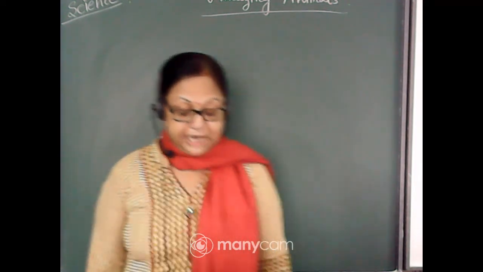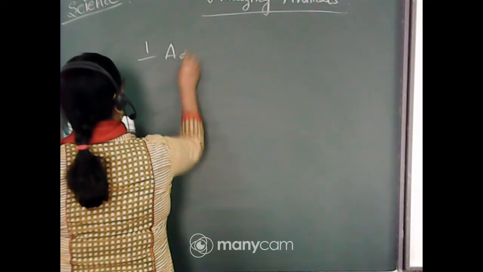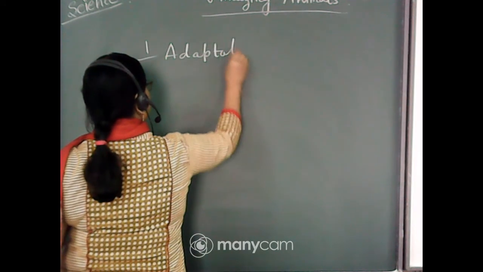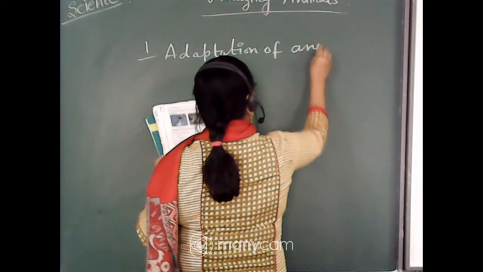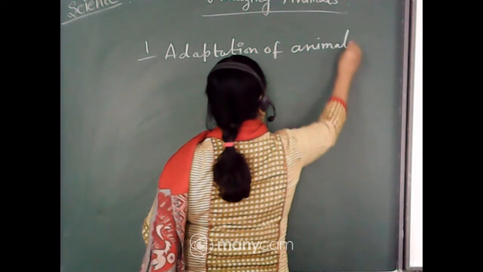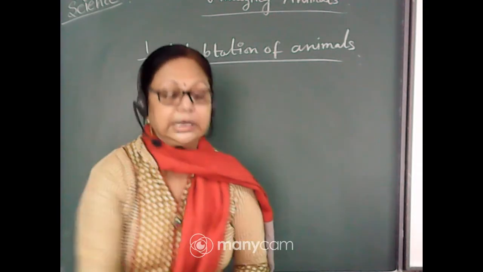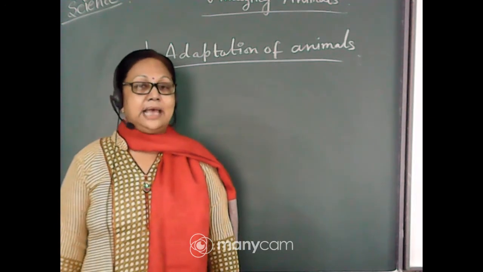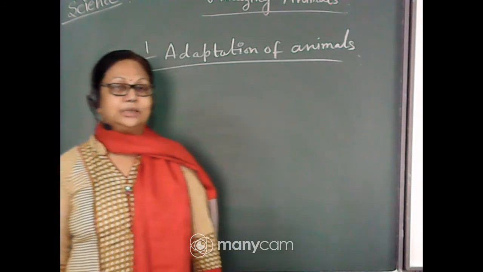Now there is adaptation in the animal. So what is adaptation? Now we will talk about the adaptation of animals. Adaptation means according to the surrounding, according to the need. When an animal is adopting some kind of special features within them, that is called the adaptation.